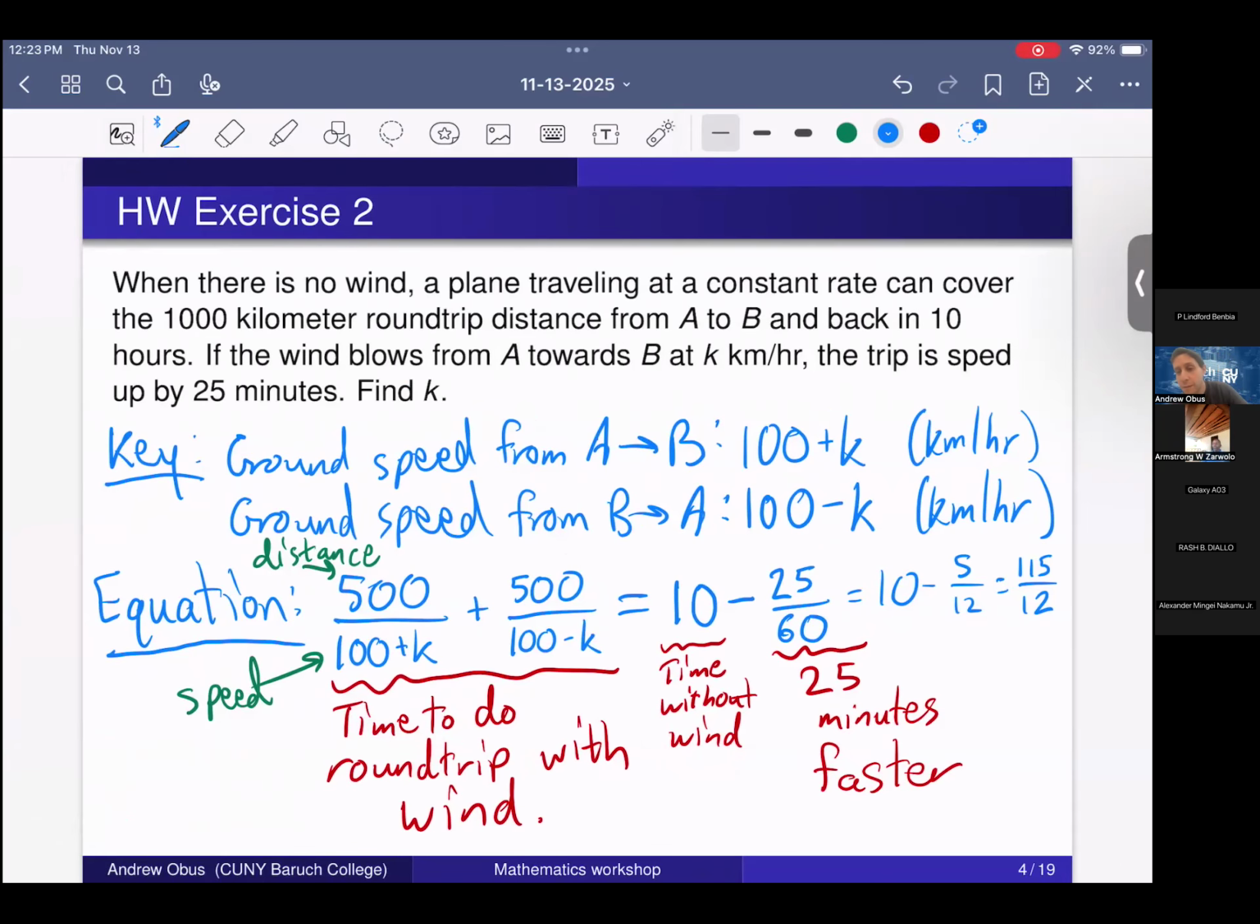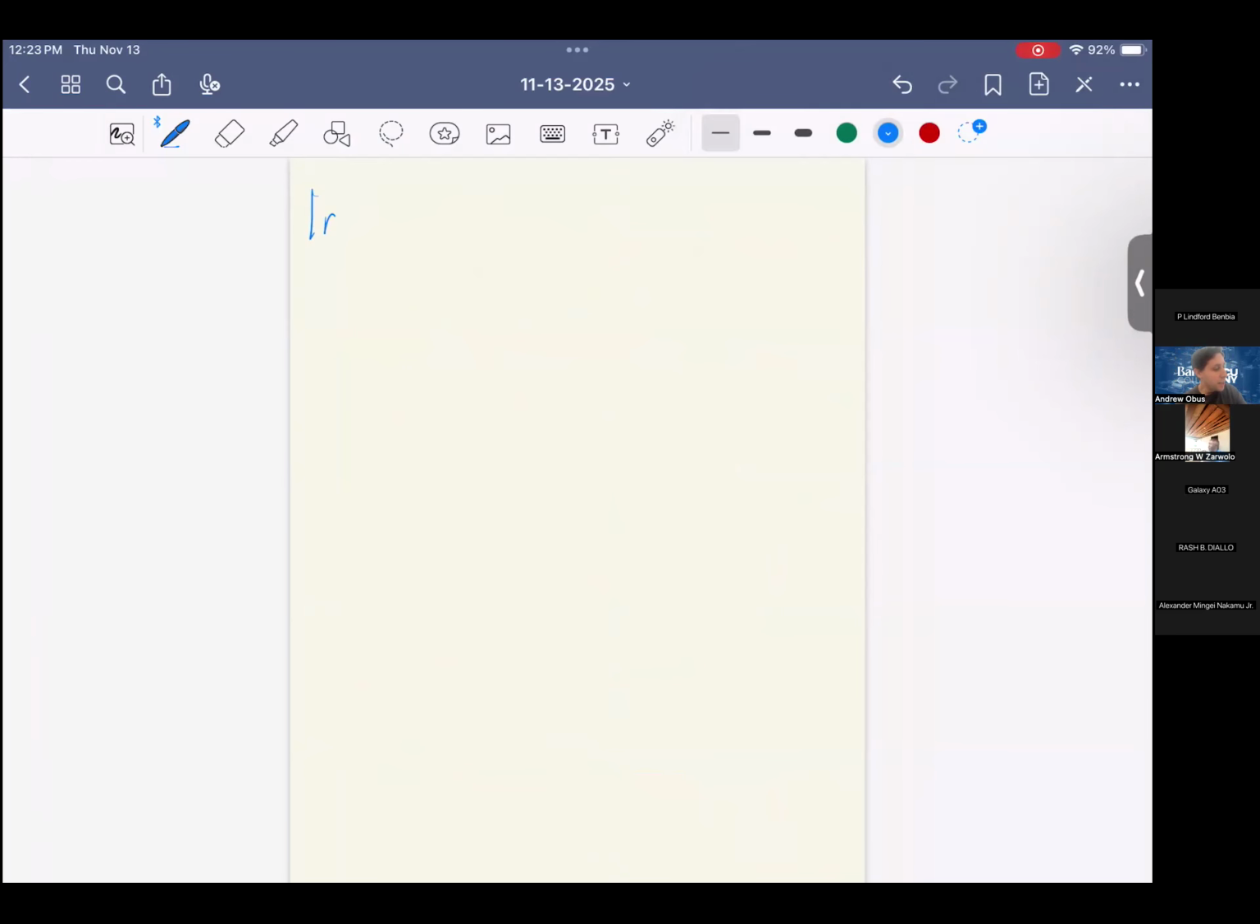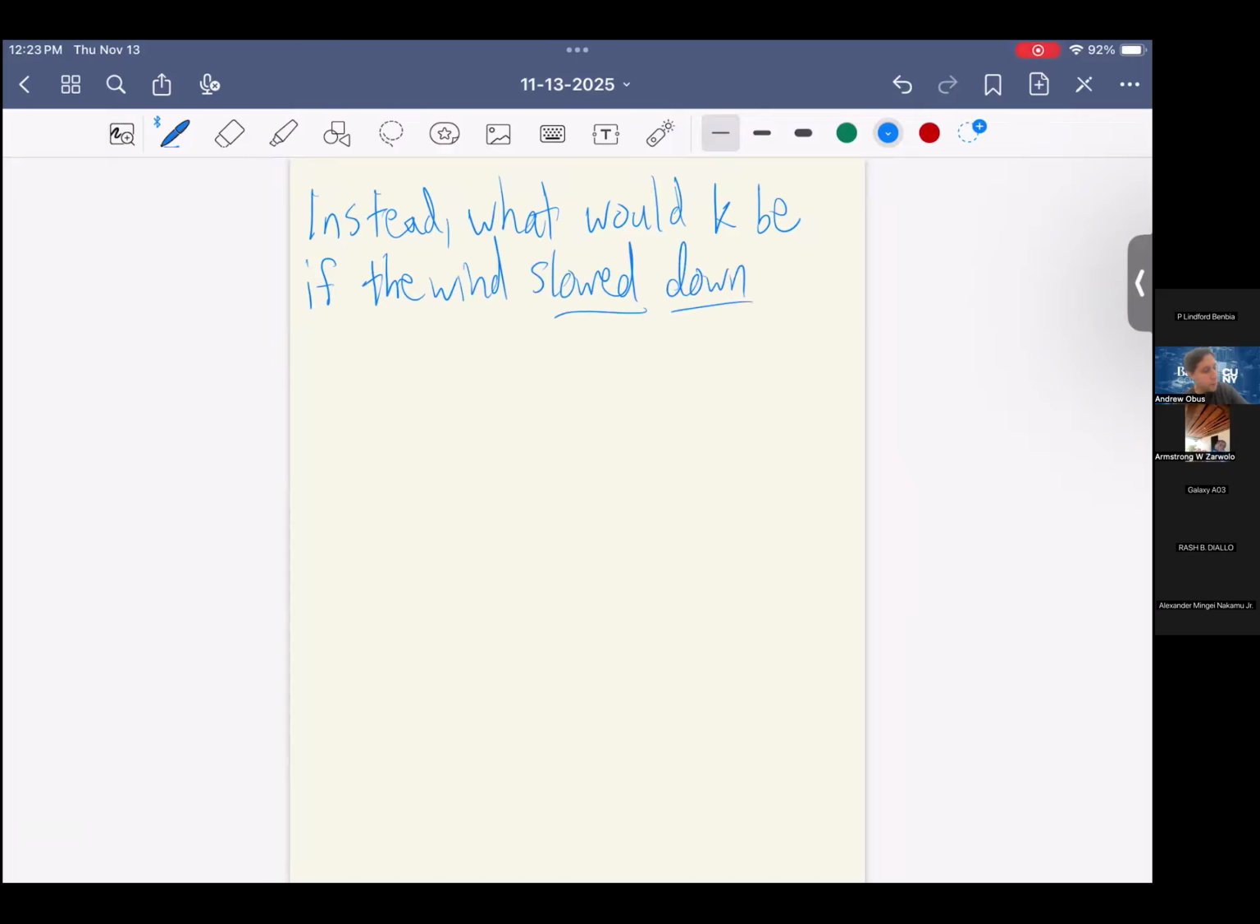So maybe another question that I'll ask that we won't do right now, but you can think about on your own is instead, what would k be if the wind slowed down the round trip by 25 minutes?